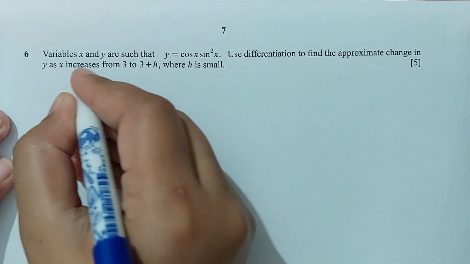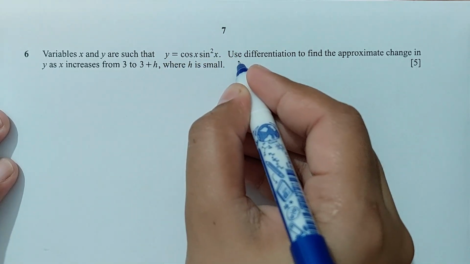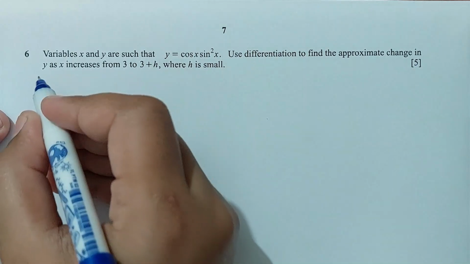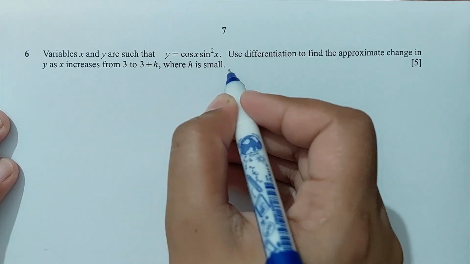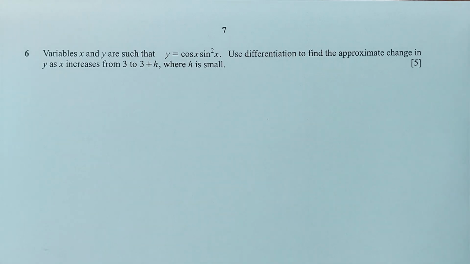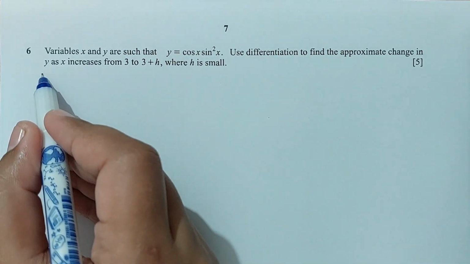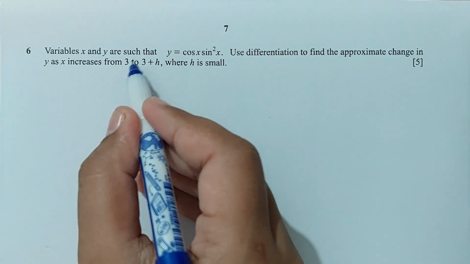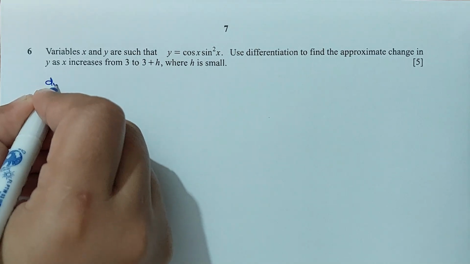Question number 6. Variables x and y are such that y equals cos x times sine square of x. Use differentiation to find the approximate change in y as x increases from 3 to 3 plus h, where h is small. Okay, so whenever we have to find the approximate change in y, we have to find dy over dx at x equals 3 and multiply the answer with h. So let me solve for dy over dx.